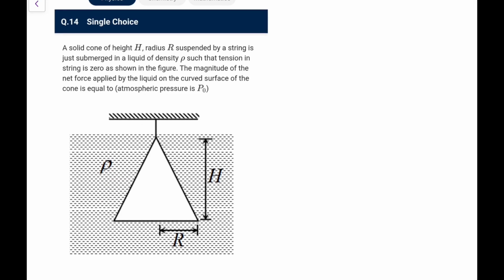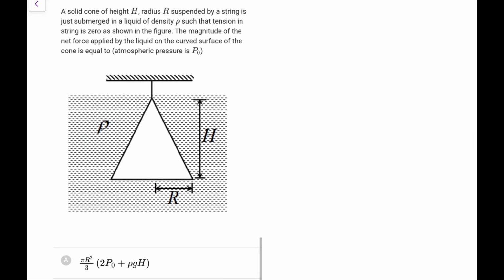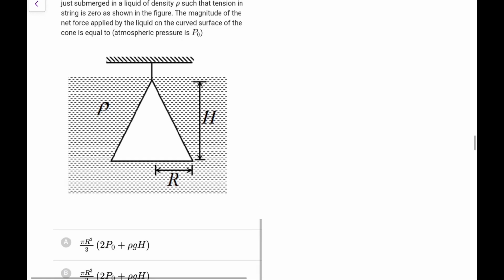Next, a solid cone of height h, radius r, suspended by a string is just submerged in a liquid of density rho such that the tension in the string is 0. The magnitude of the net force applied by the liquid on the curved surface of the cone is equal to, so what would be that? So how to do this?